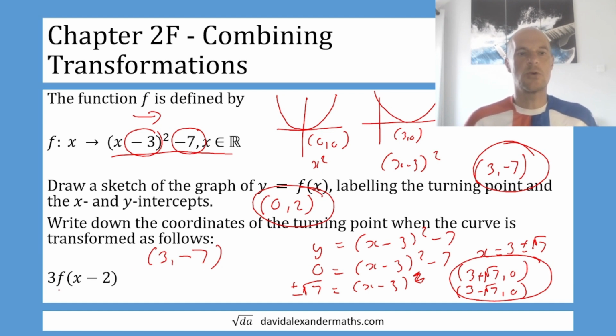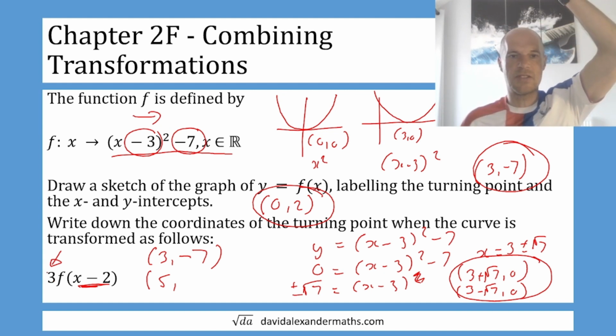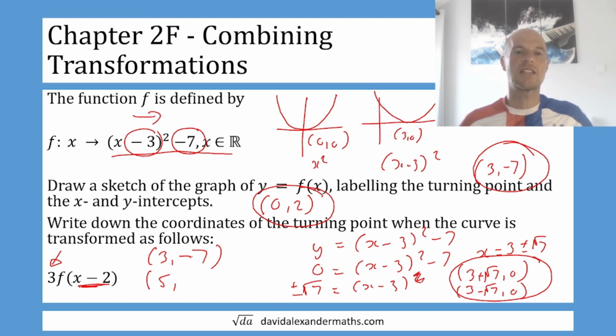So if it's transformed with 3f of x minus 2, so this x minus 2 means we need to be adding 2 to the x coordinate, so 3 will become 5, and this is a vertical stretch with scale factor 3, so the graph is going to be 3 times taller, so that means we're just going to be tripling all the y coordinates, so negative 7 will become negative 21.